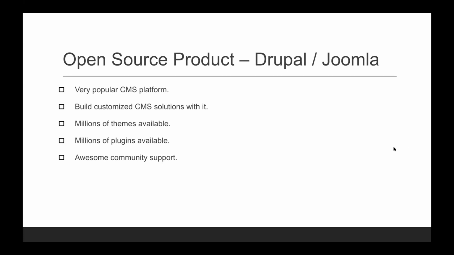Another popular open source product, Drupal and Joomla. They are for CMS, content management systems. You can build and customize a CMS solution with them. Lots of themes and plugins are available, and community support is there. So again, you can use Drupal and Joomla for customizing any solution for your customers, right? It's open source, so download it and use it the way you want.